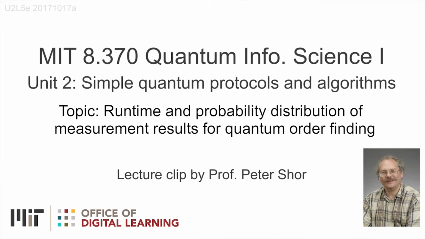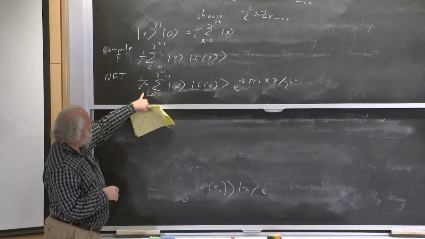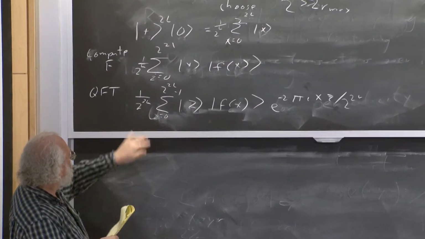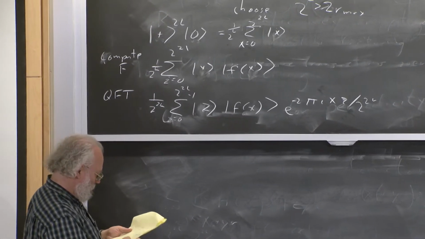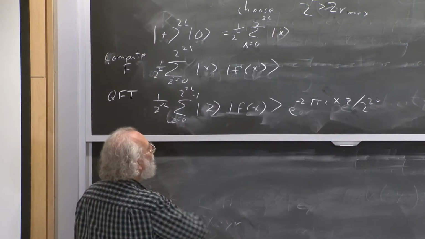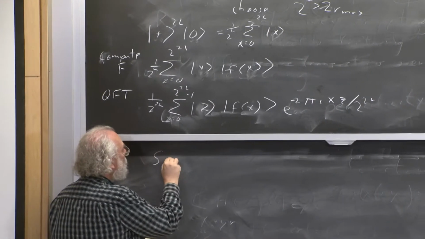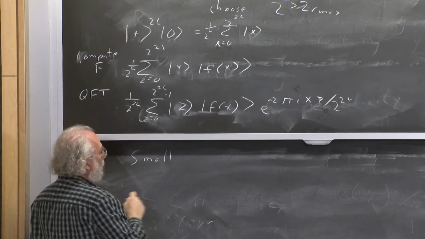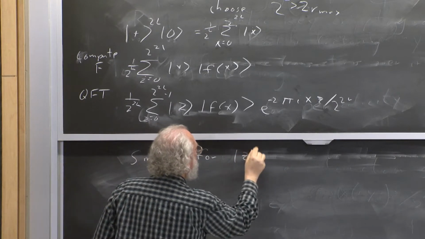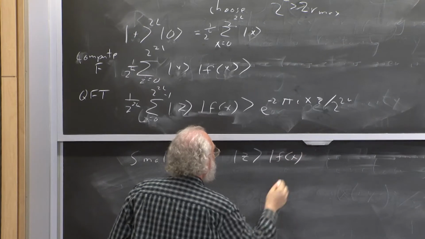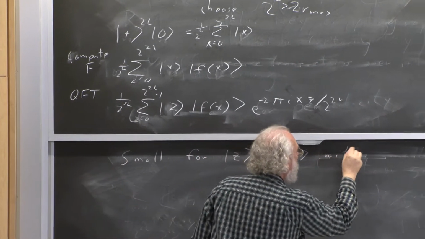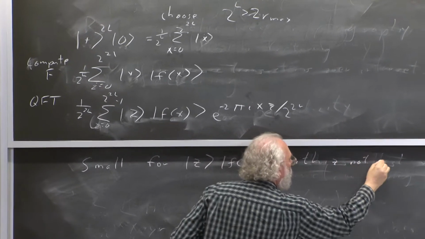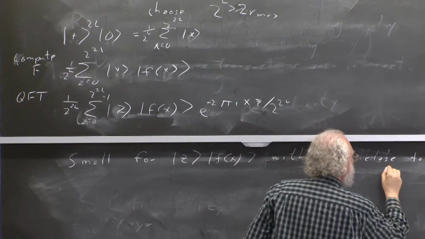Okay, so I want to say a little bit about normalization. So this is our normalized quantity. This is small for z, f of x, with z not close to integer.